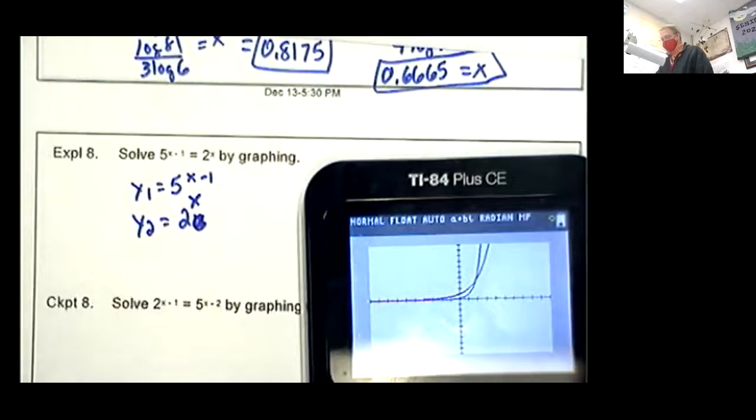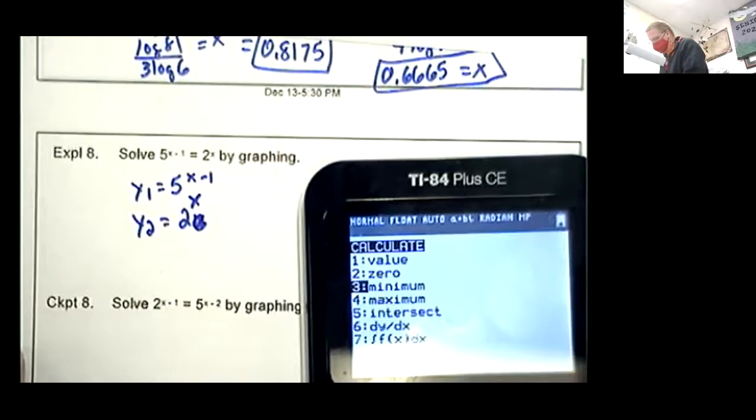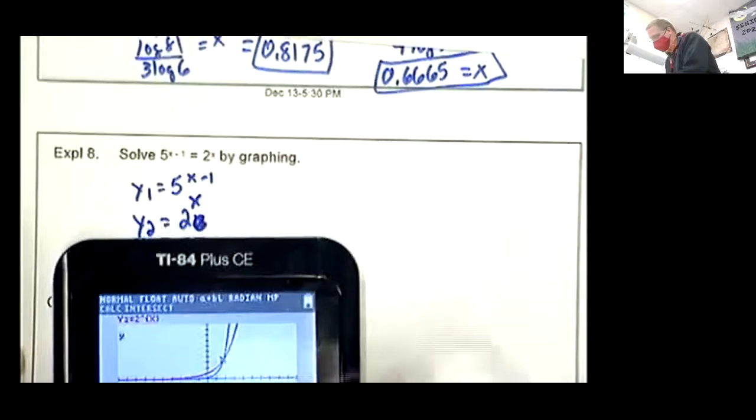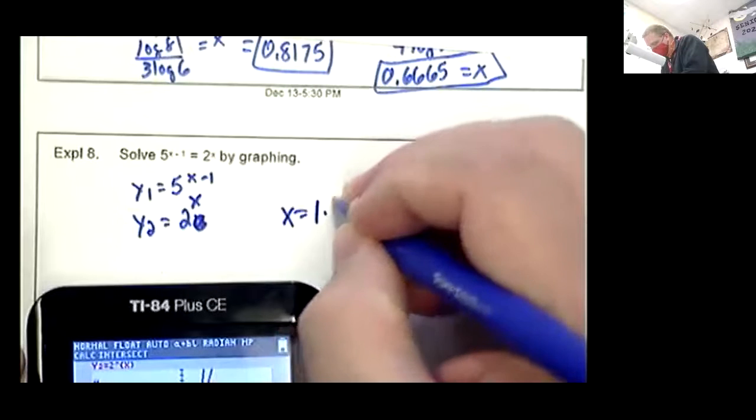So there you can see they intersect. So we're going to do second calc. And we want to intersect to see where they intersect. We're going to hit enter 3 times, go from curve to curve, and yes, yes. And then therefore, we want the x as our solution. So x is 1.7564.